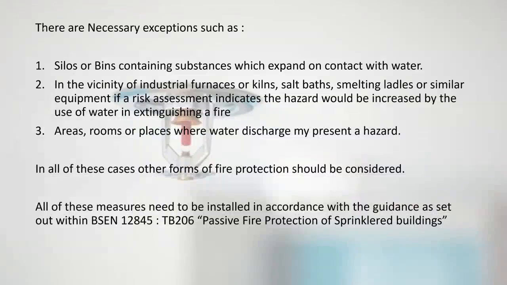All of these measures need to be installed in accordance with the guidance set out in BS EN 12845 and TB 206, and this is to do with compartmentation and passive fire protection. Now, you may find that what sprinkler rules ask for is over and above what building control asks for, and that's where you get a bit of banging of heads.